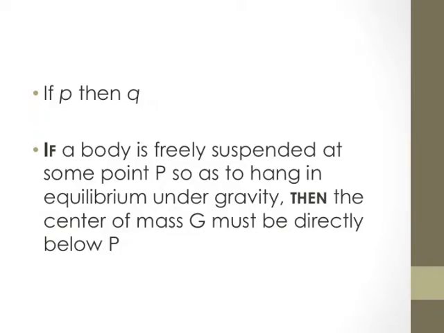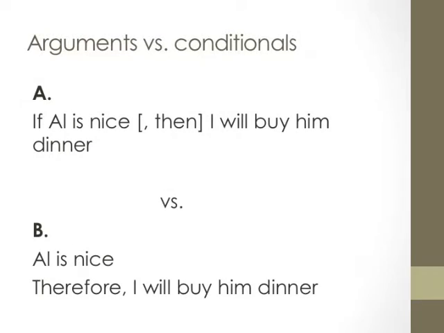So the structure of this: if a body is freely suspended at some point P so as to hang in equilibrium under gravity, then, this is the second part, the center of mass G must be directly below P. So here we have A and B. Now, A is not an argument, it is a conditional statement, whereas B is an argument. A just establishes a condition, namely, if Al is nice, I will buy him dinner. Or, if Al is nice, then I will buy him dinner. This could be a premise in an argument.